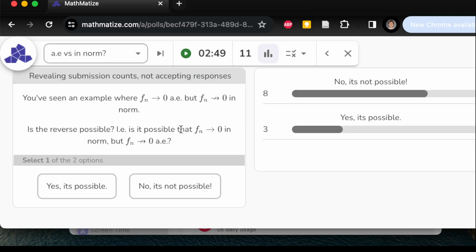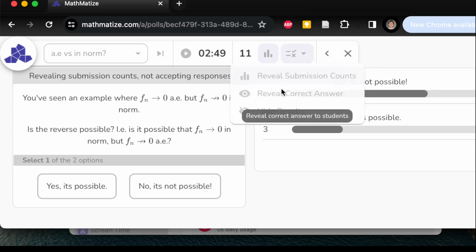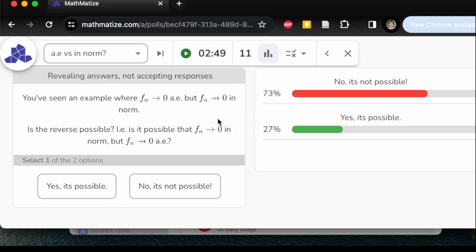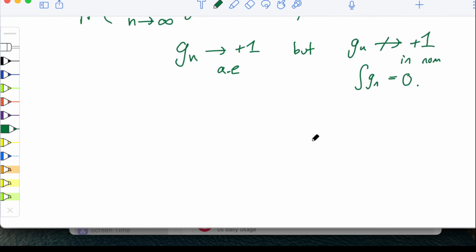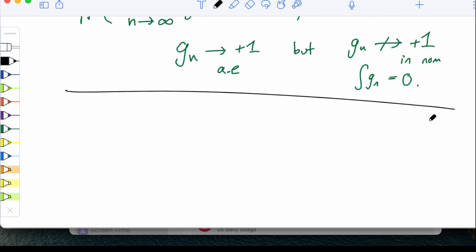8 out of 11 people said no, it's not possible. The answer in analysis class is always possible. There's always some nasty one. I should have trusted your vibe, Robbie. And I will even tell you what the sequence is that does it, and we're going to go over it next class, because we have 2 minutes left.